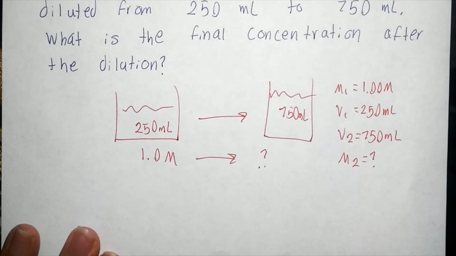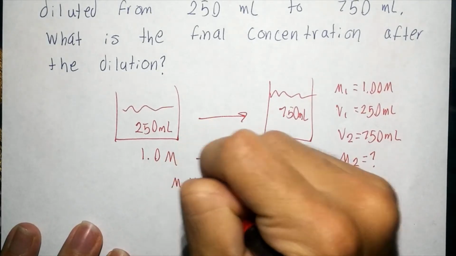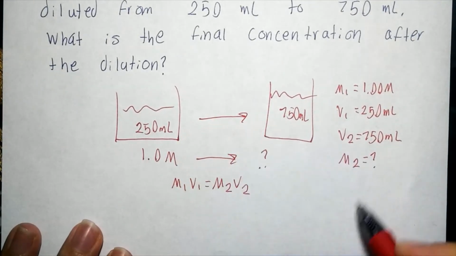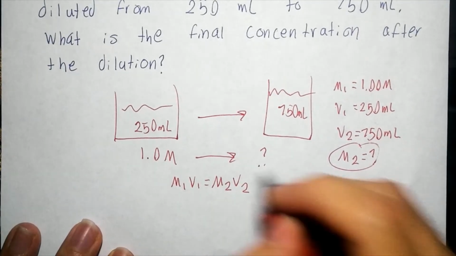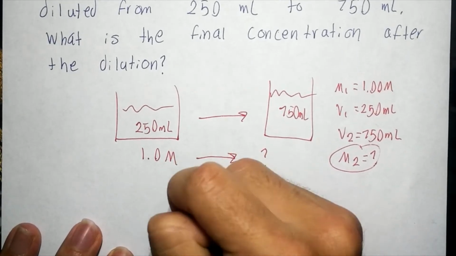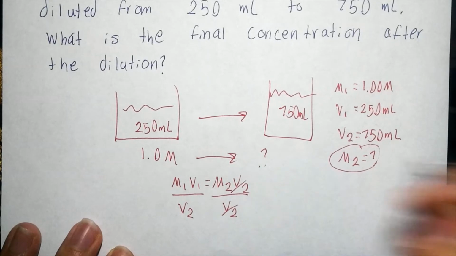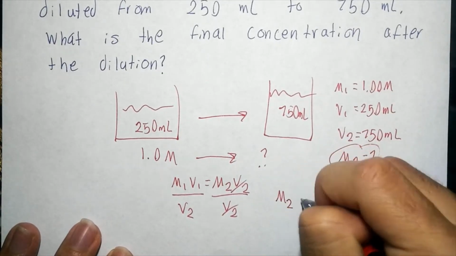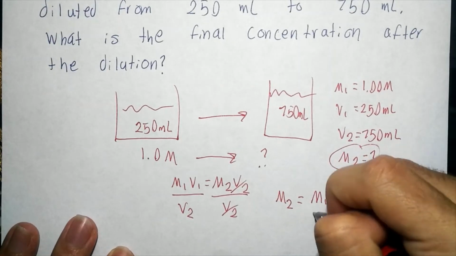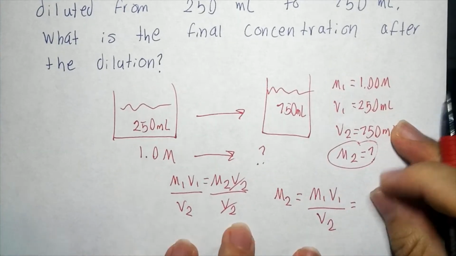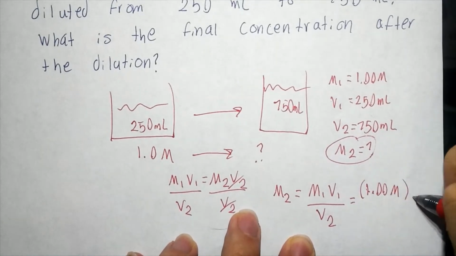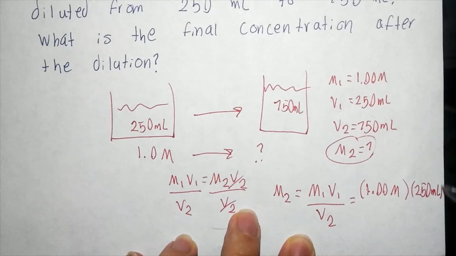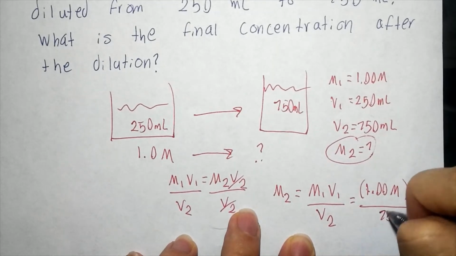Now, all you have to do is just plug these values into the M1V1 equals M2V2 equation. Let me just set all that up. M1V1 is equal to M2V2. Remember that I'm solving for M2 in this case, so I'm going to make sure that it's by itself when I do the calculation. So I'm going to divide both sides by V2. Notice how V's cancel out. And so you should end up with M2 is equal to M1V1 over V2. Plug in all the values. It'll be 1.00 molar. That's M1. V1 is 250 milliliters, and then V2 is 750 milliliters.